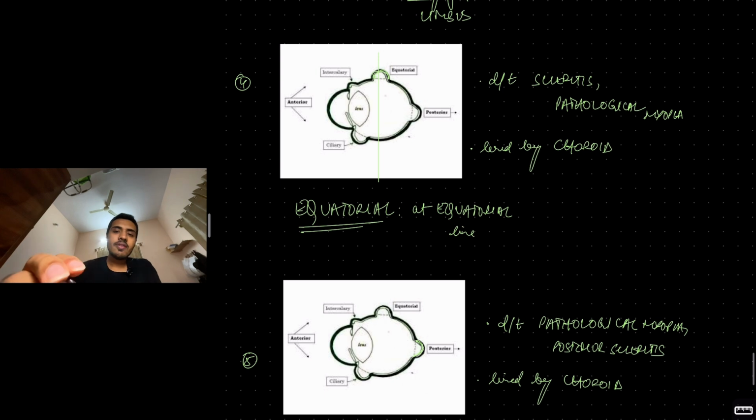Equatorial staphyloma along the equatorial line. So along the equatorial line, you'll have equatorial staphyloma. Here again, due to scleritis or pathological myopia where there is excessive stretching of the eye. And here it is lined by choroid. What is the uveal tissue here? It is all choroid. So choroid will line the equatorial staphyloma.